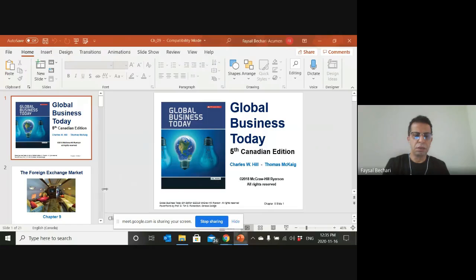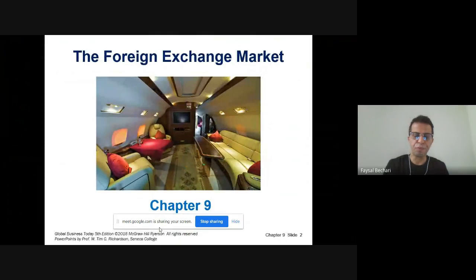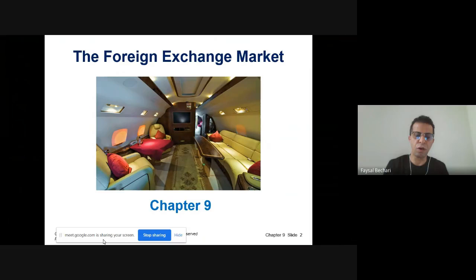Now, in this chapter, we will be talking about the foreign exchange market. When you get involved in international business, there is a full cycle. You deliver your service or product, and in return, you get your money. But you still have to look after how you're going to get your money out or how you're going to utilize your money.